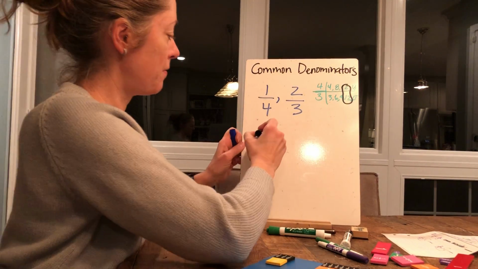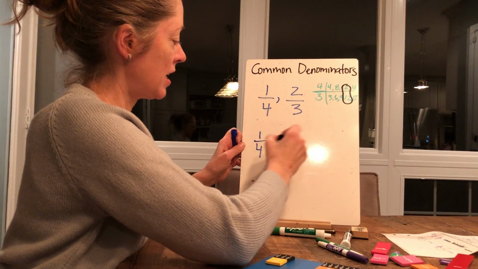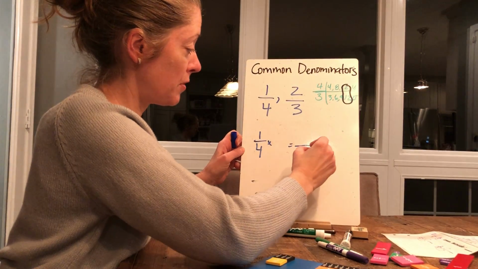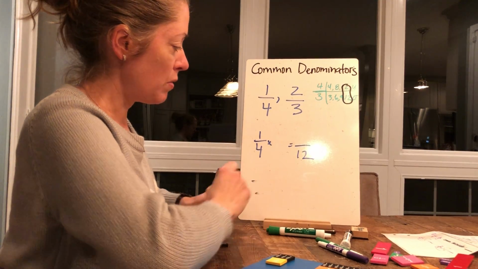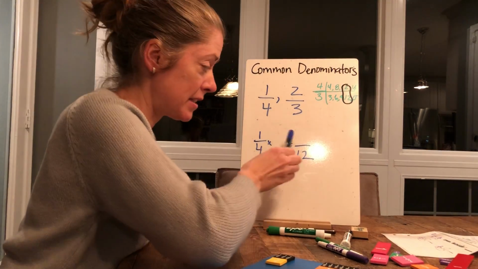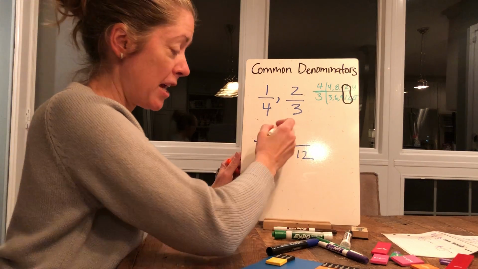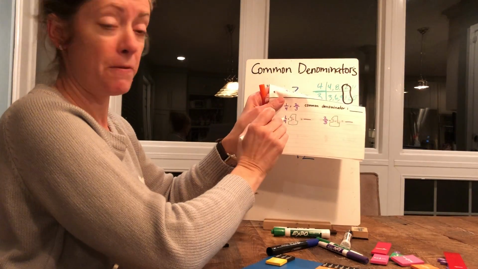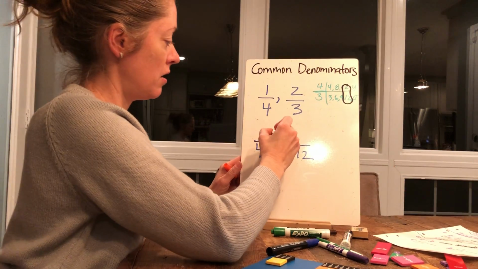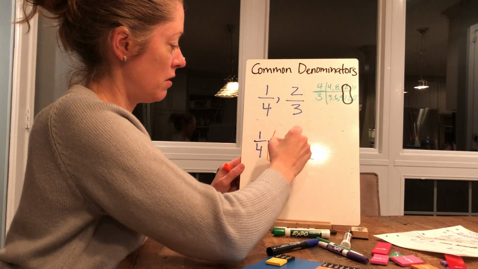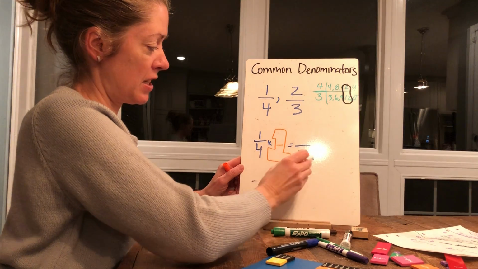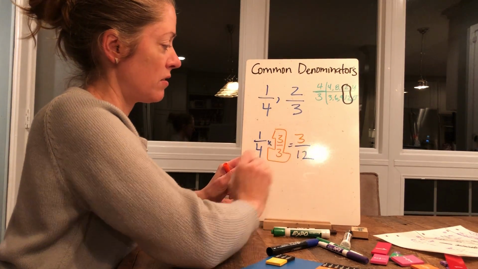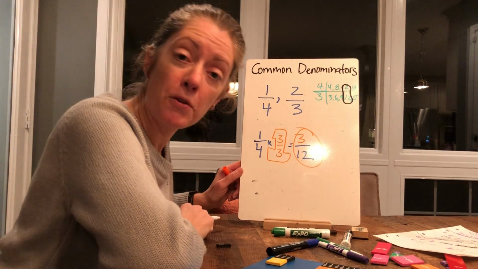If we have 1/4 times something, and we know we're using 12ths because we want to put them both in the 12ths, what would we have to multiply 4 by to get 12? Well, you can imagine the magic 1 is there, or actually I already drew it in here for you. Times 3, so 3/3. 1 times 3 is 3. So 3/12 is our first answer.